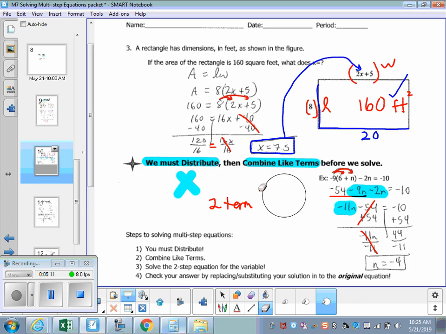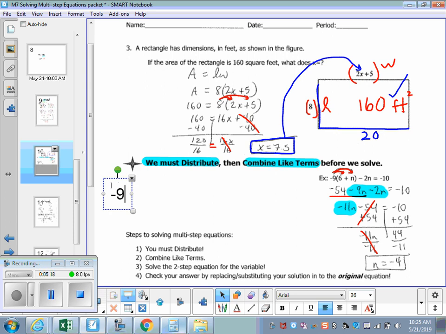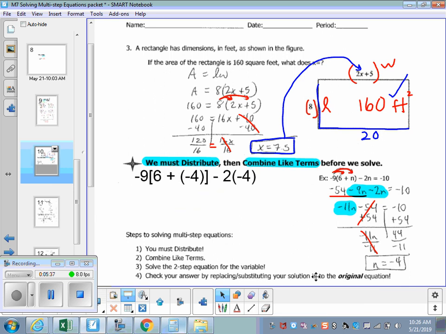negative 4. Now I'm going to show you guys how to check this. We're going to have a negative 9, parentheses, 6 plus negative 4 in parentheses. And now, since I have parentheses, I'm going to go back and change this to bracket. And then we have minus 2 parentheses negative 4. We've plugged it in for the two places we see n, and now our goal is to simplify and make sure we get this negative 10.